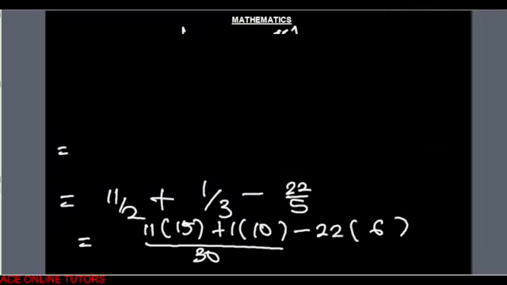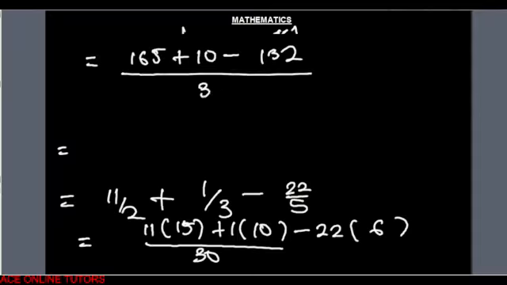Now, so we are going to have 11 multiplied by 15. That's going to be 165 plus 10 times 1 is 10 minus 22 times 6. Now 6 times 2 is 12. 12 times 11 is 132. So you have divided by 30.